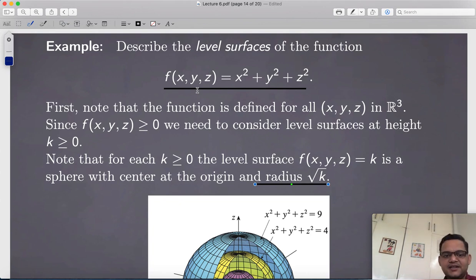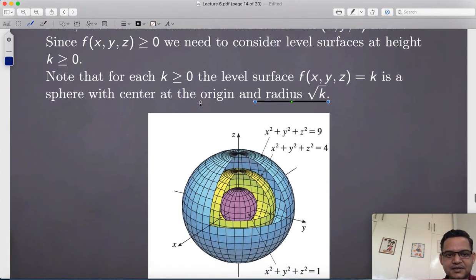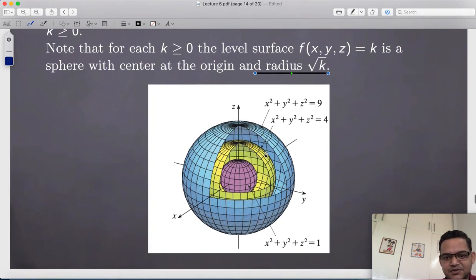Okay, and so let us try to just see. I have a picture here from the book. So x square, so several values are there. So x square plus y square plus z square equals 1. Okay, so this is a sphere of radius 1.